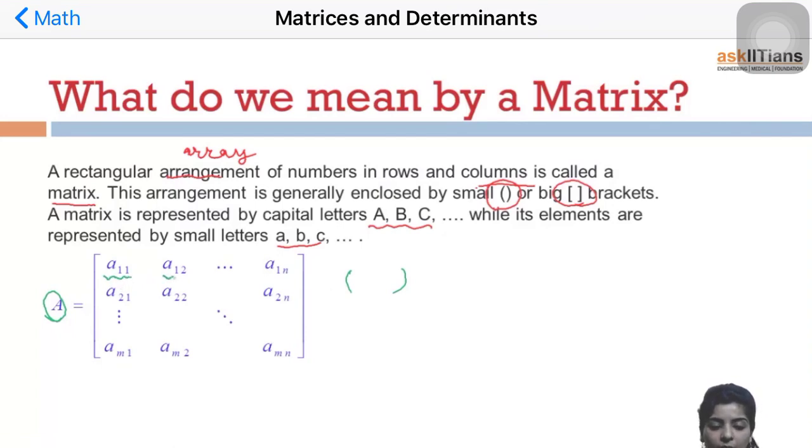See A11, A12, A1n, A21, A22, A2n, and so on, Am1, Am2, Amn. See, these subscripts denote the row and the column, and that will be discussed in the concept of order of a matrix, right? So here you just need to remember that the matrix is denoted by capital letters while its elements are denoted by small letters.